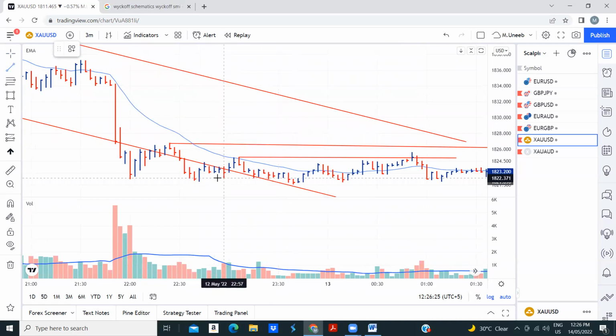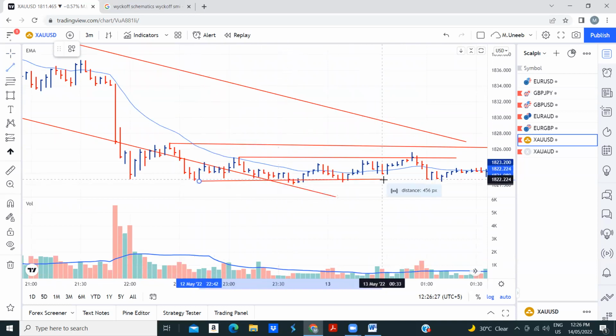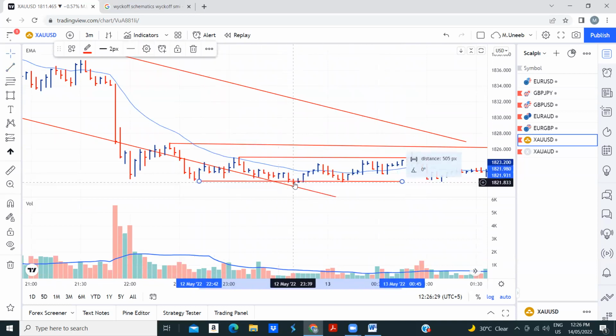Got it? And we can draw another channel here, right? If we draw this channel here, and if it is a spring here, we can take a long position here and exit over here. Got it?